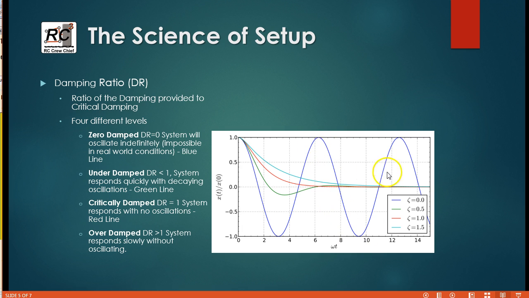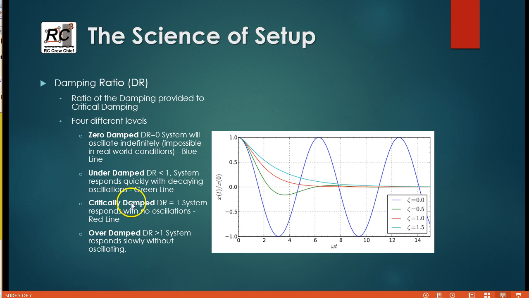But this blue line represents that, so the system would just oscillate indefinitely. There's what's called underdamped, which is where the damping ratio is less than the critical damping value, so the damping ratio will be less than 1. That's represented here by the green line. You can see the system responds, overshoots from where it's supposed to be, undershoots a little bit, and then settles to where you want it to go.